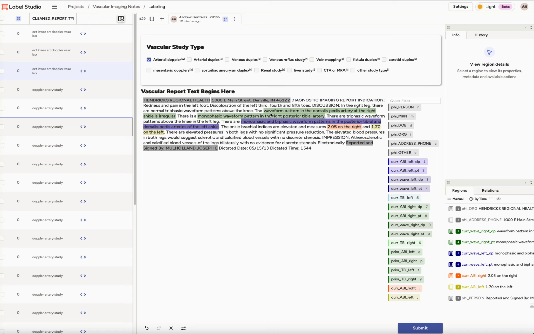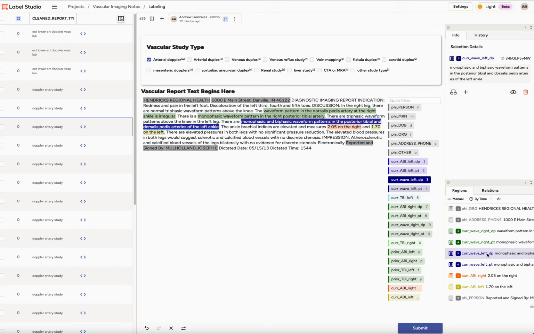Similarly for the right side, in the very next sentence for the PT, we do the same thing. The challenge is, what if they have a finding? Usually if the artery is totally occluded and there are flat waveforms, they just say they're flat waveforms for both the PT and the DP on whichever side. In that case, I just want you to double highlight it. So this monophasic here is actually highlighted twice. You can see that as number 5 for the DP waveform on the left, and then it is also number 6 for the PT waveform on the left.